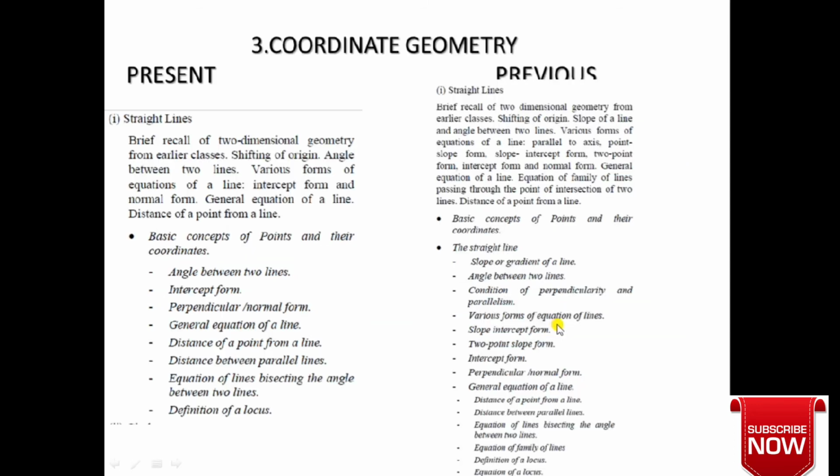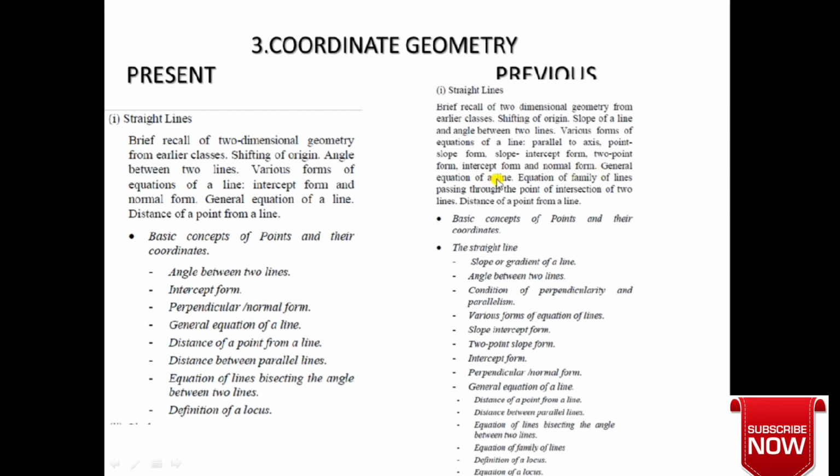Here we come to the third chapter, or the third part under Section A, that is straight lines. In straight lines you can see that there is quite a heavy change in this part. The main part that has been removed from this one is, you can see, parallel to axis, point slope form, slope intercept form, two point form, intercept form and normal form has been removed.